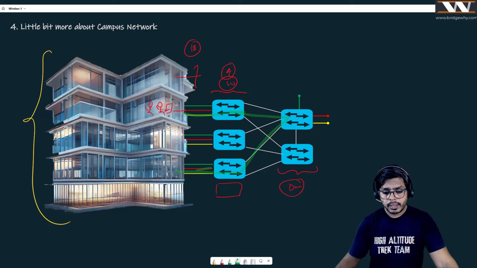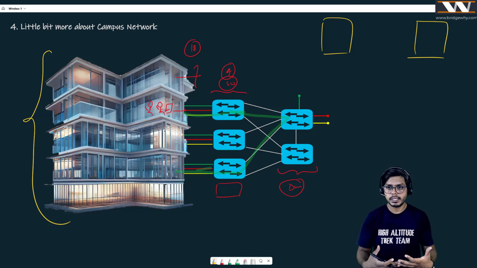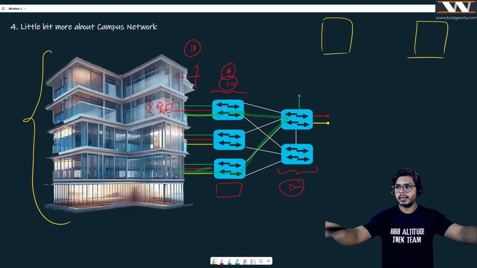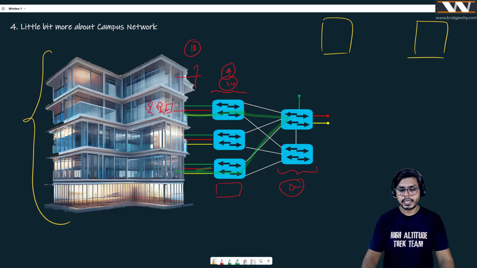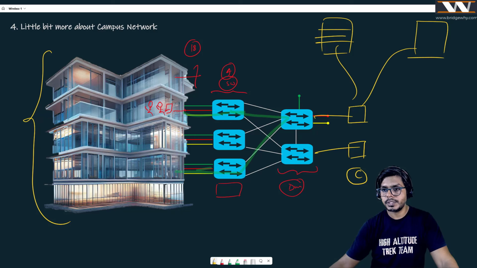And now, if we have so many buildings like this in a campus, for example, if you visit the Cisco campus in Bangalore, there are 8 or 9 buildings very nearby in one campus. If that is the case, what is going to happen? We will be adding one more layer, which is known as core. We are going to connect this building to this core and other buildings also to this core. Why do we do that? Why can't we connect with the distributions only?